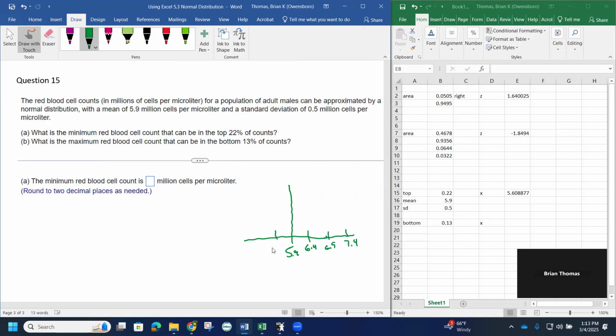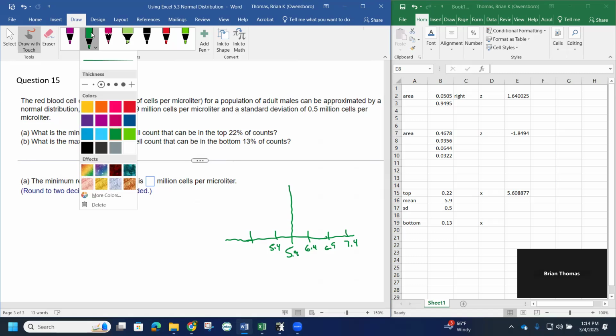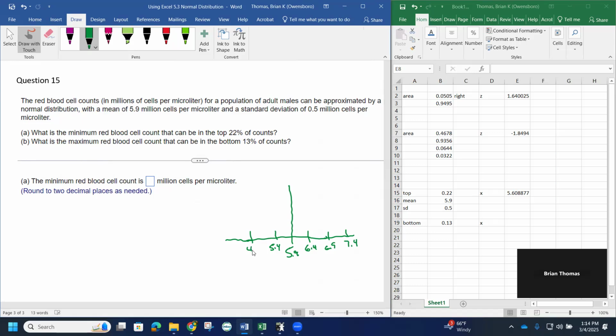Then if you go this way, if I subtract 0.5, that's going to be 5.4. Then if I subtract 0.5 again, that's going to be, negative 5.4. I'm sorry, no, these are not negative, because we're not dealing with z-scores. We're dealing with the actual x values. So this would be 4.9. Then if I subtract again, it's going to be 4.4. So 4.4 plus 0.5 is 4.9, plus 0.5 is 5.4, plus 0.5 is 5.9.